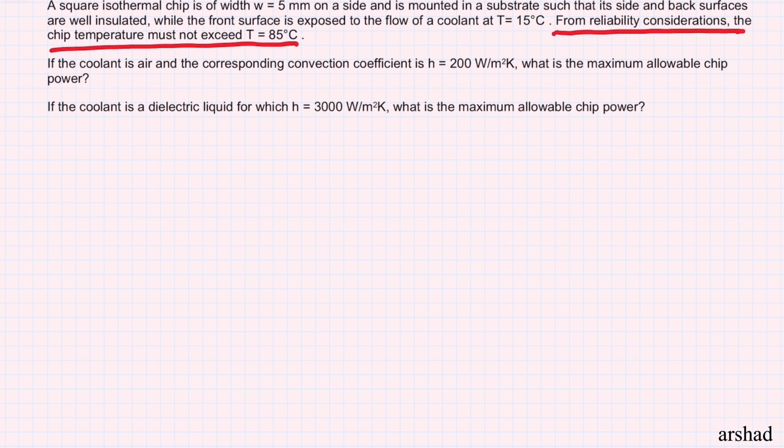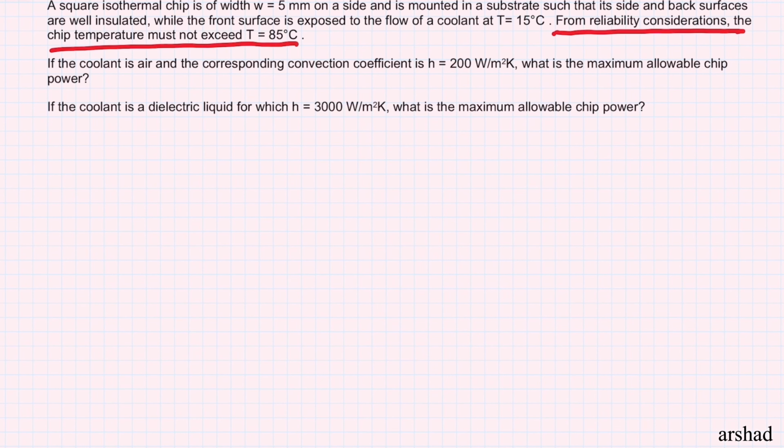The question asks, if the coolant is air and the corresponding convection coefficient is h equals 200 watts per meter squared Kelvin, what's the maximum allowable chip power? Then the question again asks the same thing, except that if the coolant is a dielectric liquid for which h is 3000 watts per meter squared Kelvin, what's the maximum allowable chip power?